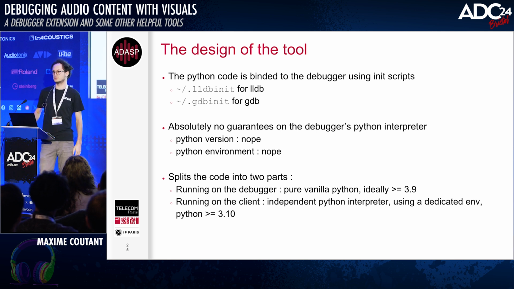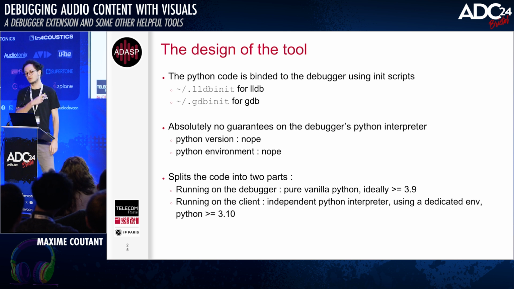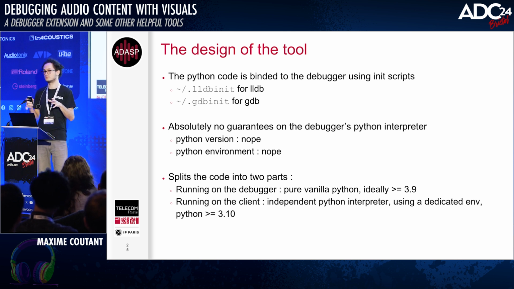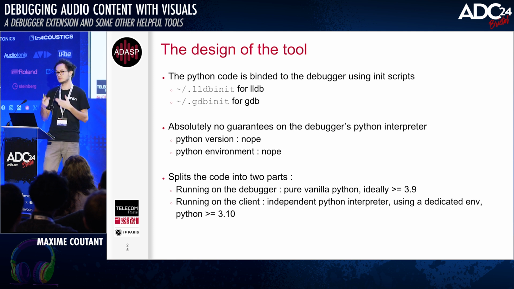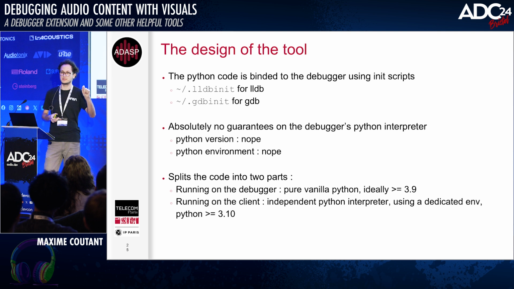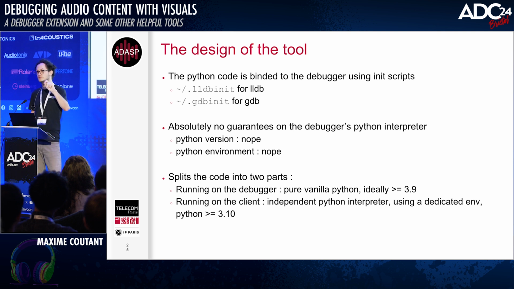One thing that I discovered during the project is that you have absolutely no guarantees on the debugger Python interpreter that will run your code. You have no guarantees on the version of the Python interpreter. You have no guarantees on which modules will be available, so the environment. You also have no guarantees on which libraries were linked to the Python binary when compiled.